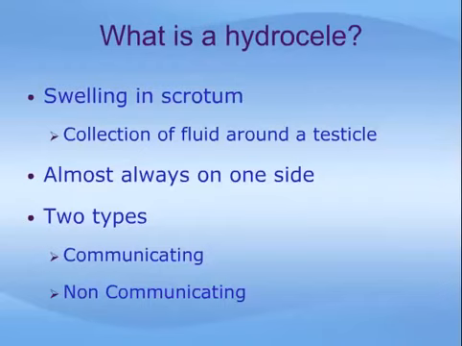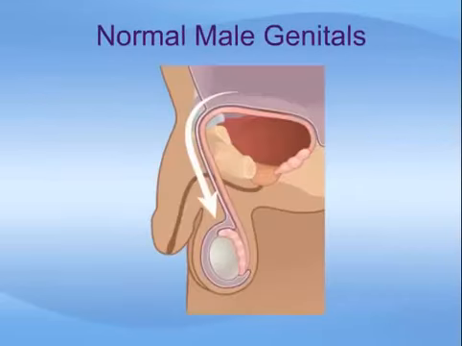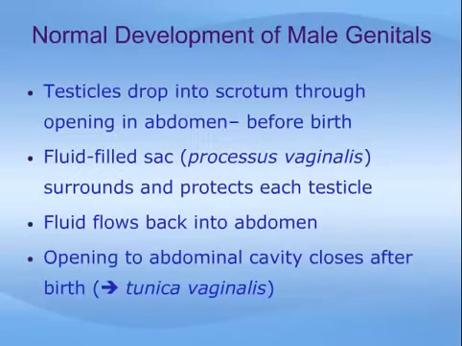The testicles develop within the abdomen and remain there until the 8th month of pregnancy, when they begin to travel down into the scrotum through a muscular ring. A fluid-filled sac surrounds each testicle. When they have traveled down, the opening between the abdomen and the scrotum closes. The purpose of this sac is to produce a small amount of fluid to lubricate and protect the testicle.